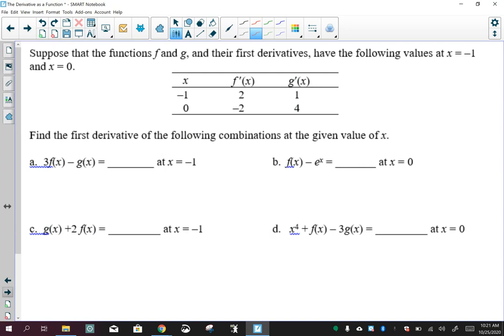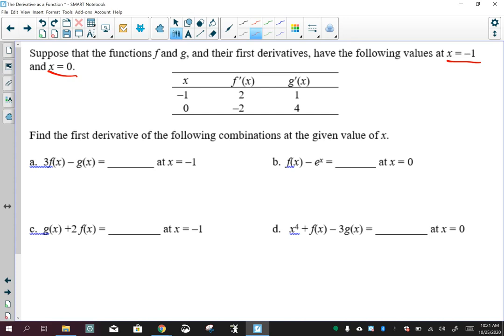So now, suppose that the functions f and g and their first derivatives have the following values at x equals -1 and x equals 0. Find the first derivative of the following combinations at the given value of x. So I'm looking here. I want to find those first derivatives.